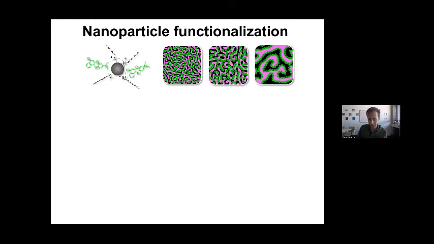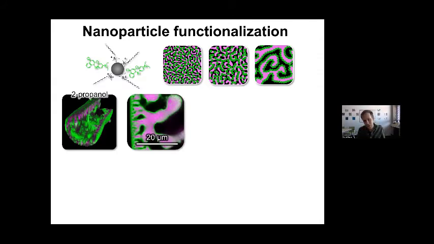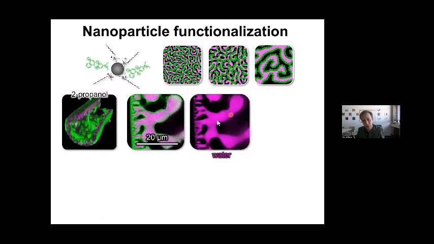But there's a second component. It's the functionalization of the particles with the surfactant. So again, 2-propanol makes such a hollow, ill-defined bijel. When you look at the confocal micrographs, you see the green particles, they have formed an interfacial film around the magenta water domains, right? These are water domains.